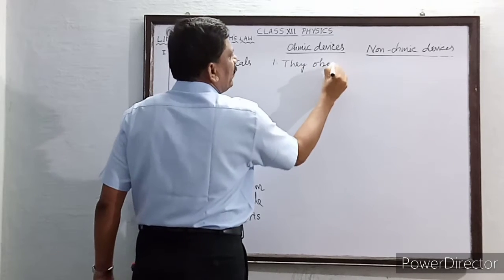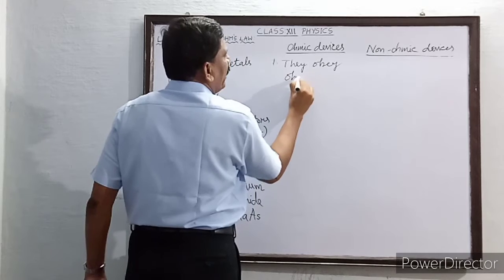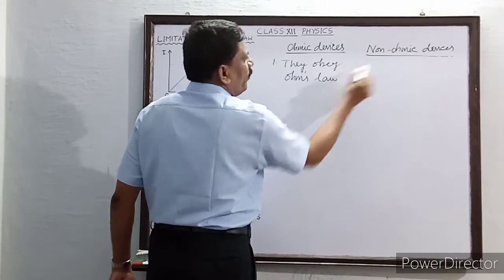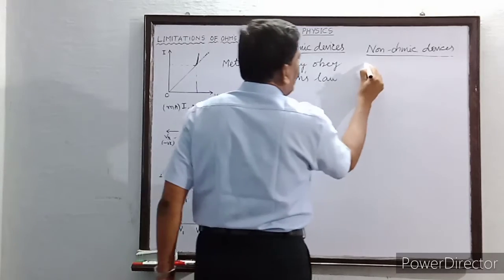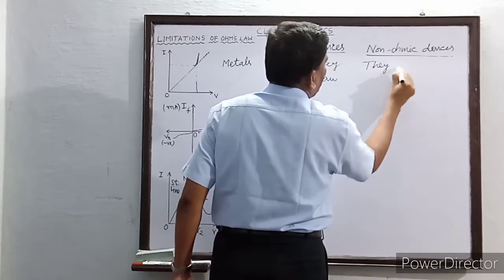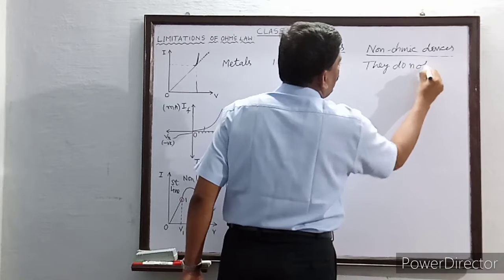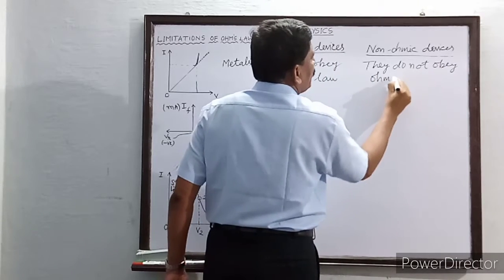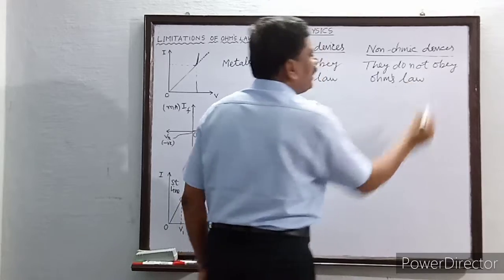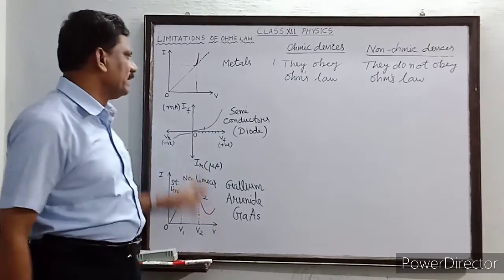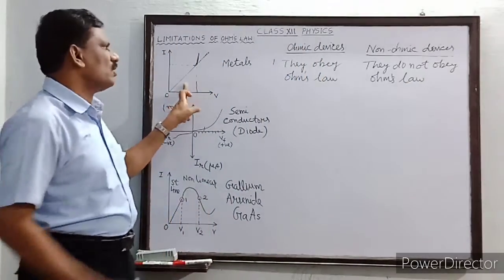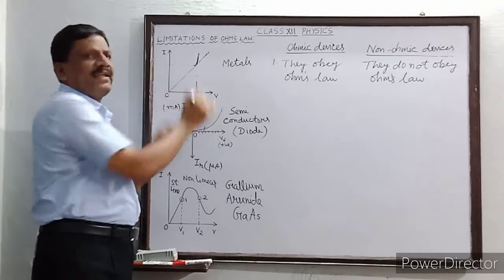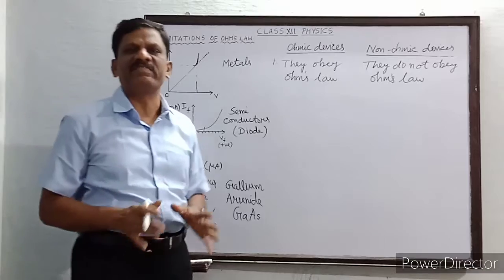They obey Ohm's law. And what should be the condition there? Do non-ohmic devices obey Ohm's law? They do not obey Ohm's law. Then what is the shape of the graph between the voltage and current? Here is the shape of the graph. Up to this portion Ohm's law is obeyed only. So we can call this straight line portion as what? Ohmic region of the graph.